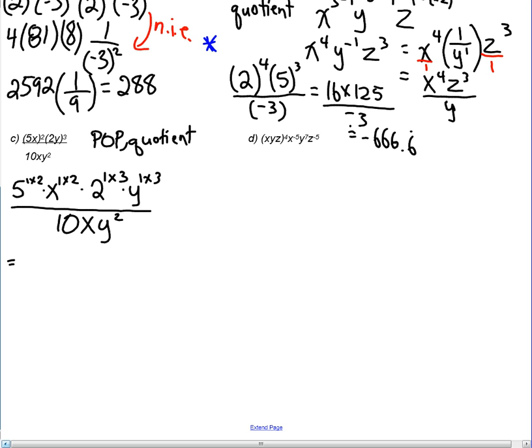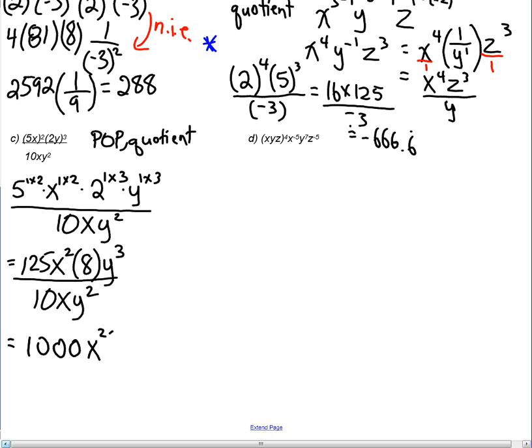So that's going to give us 5 squared, which is 25. X times x is x squared. 2 to the exponent 3 is 8, and then y cubed. All over 10xy squared. 8 times 125 is 1,000.